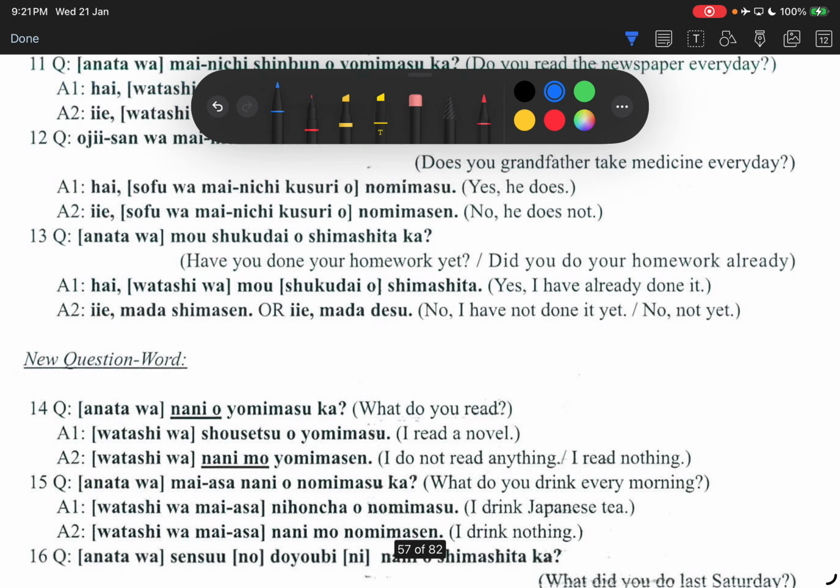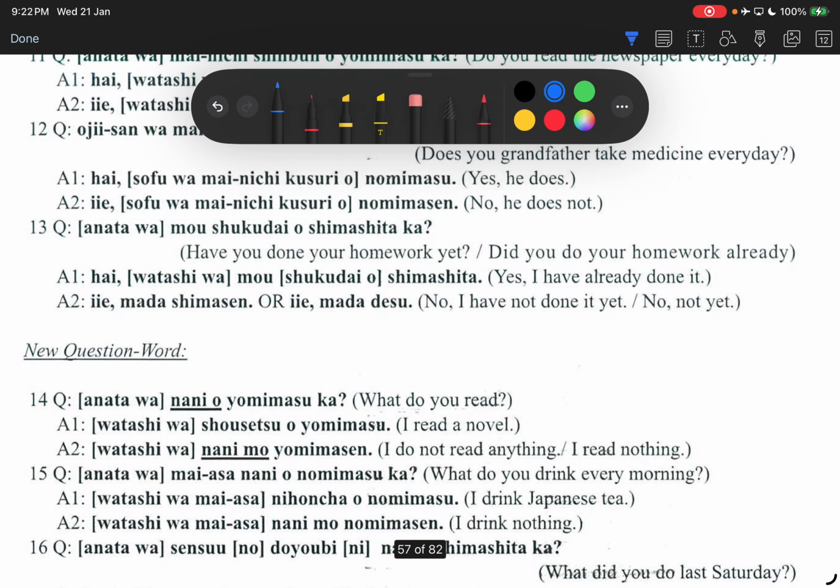Number 13. Mo shukudai o shimashita ka? So mo means have already, right? Already homework done. Mo shukudai is homework, so already homework shimashita. Shimashita is done. So already homework done, question mark. That means have you done your homework?